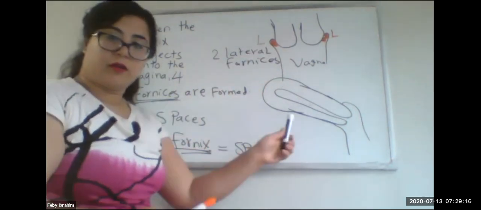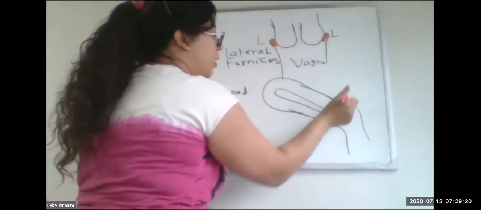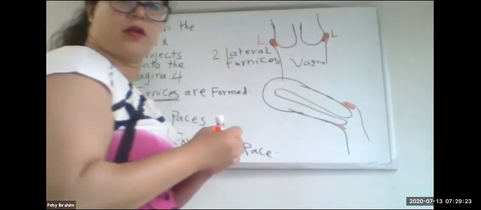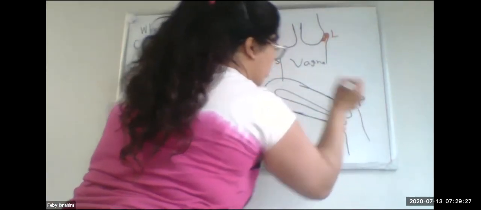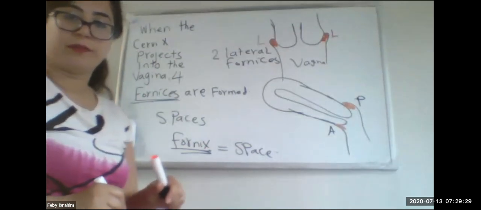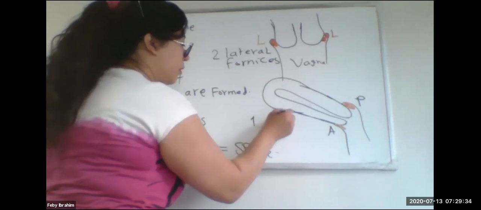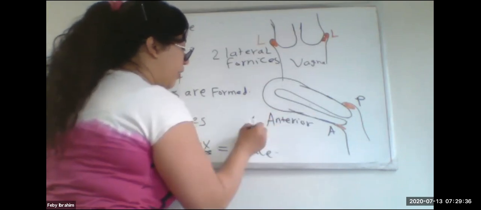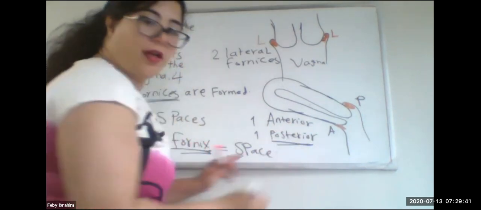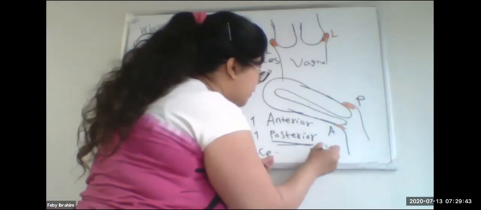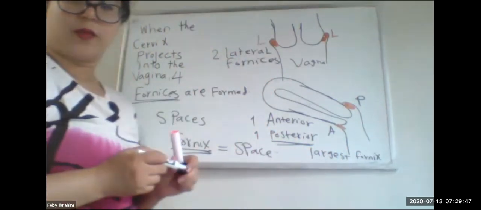And look here, this is the side view. We have one posterior and one anterior. So this one will be anterior, and this one will be posterior. So we have one anterior and we have one posterior. The posterior one is the largest fornix, the largest space.